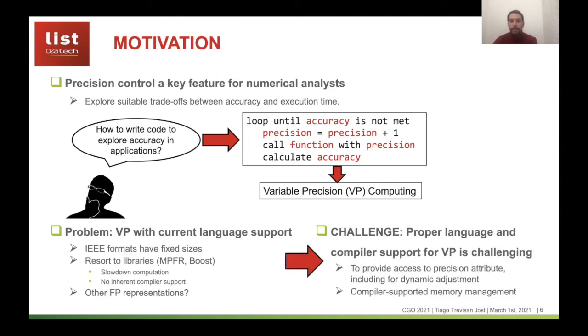So the real challenge behind this is to provide language and compiler support for variable precision computing so that we can provide access to the precision attribute, including ways to dynamically adjust it. And also, compiler support for memory management is very important.